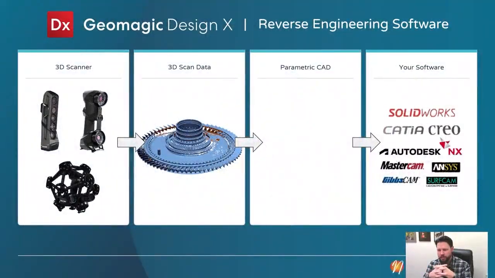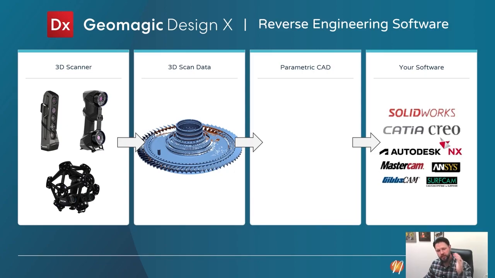Just our bread and butter software, the best possible reverse engineering software on the market. It's going to be Geomagic Design X. So this software is peerless. It combines history-based CAD with 3D scan data processing to give you the fastest scan to CAD interface, especially when it comes to odd surfaces or freeform surfaces, things like that.